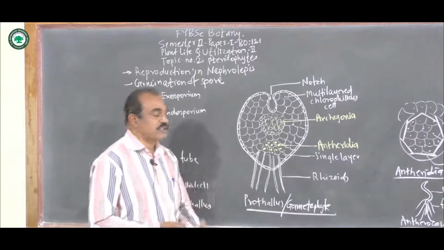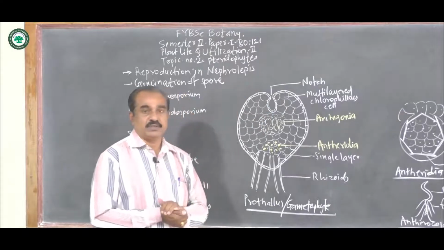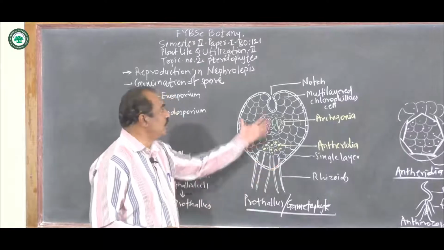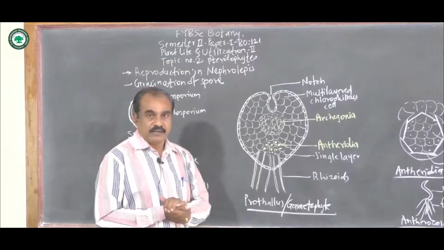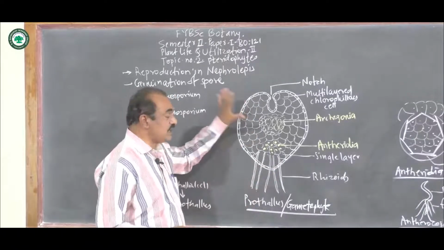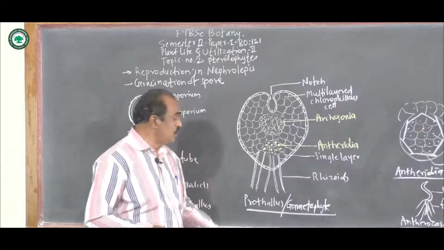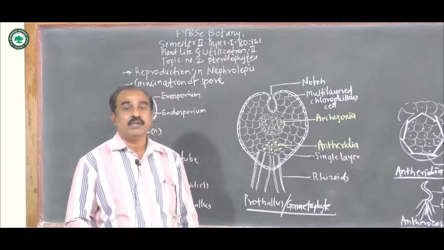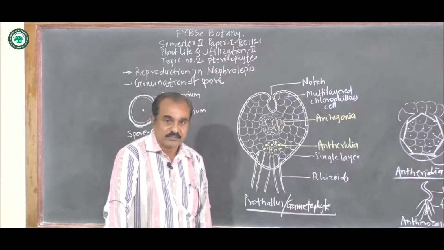So this is the detailed structure of the prothallus or the gametophyte. It is heart-shaped in outline, and toward its anterior side there is a notch. Toward the lower side it is narrow, and toward the upper side it is very broad and multi-layered, while from the lower side it is single layered, and all these cells are chlorophyllous in nature. That means they perform the function of photosynthesis. So this newly formed generation, the gametophyte, is independent because it has chlorophyllous tissue.